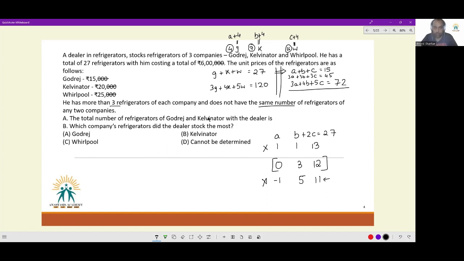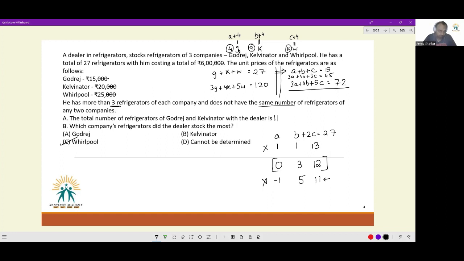So yes. Now, when they're asking me the total number of refrigerators of Godrej and Kelvinator with the dealer, it is 4 plus 7. Answer should be 11. And which company's refrigerators did the dealer stock the most? The answer will be option C, one. Hopefully you understand. Because of this constraint, I was able to translate.